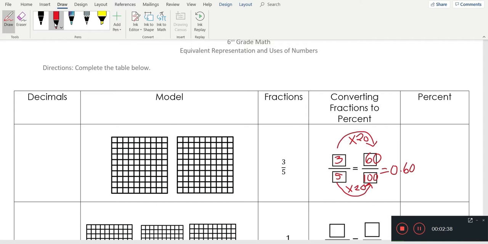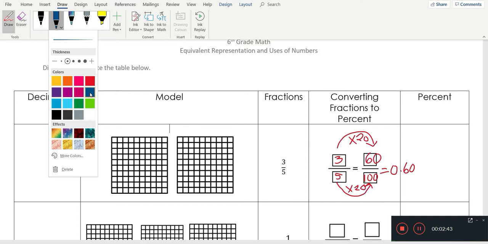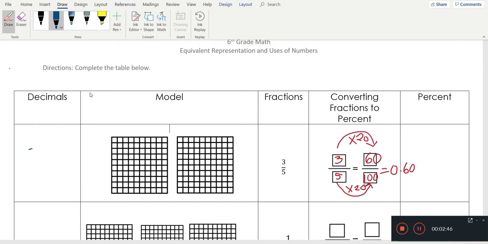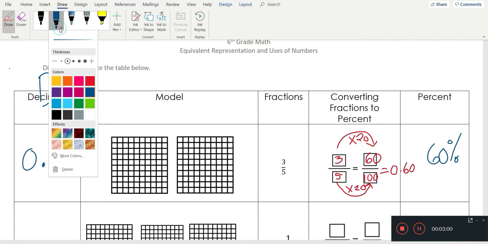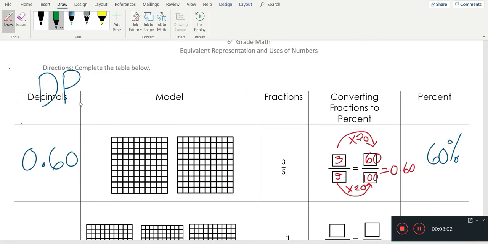So go ahead, I'm going to write down that decimal here. So 0.60, right? And 0.60 is equivalent to what? 60%, right? So remember DP, your decimal to percent. You're going to move the decimal to the right. So 1, 2 here. 1, 2. Then you just replace the decimal with the percent symbol.